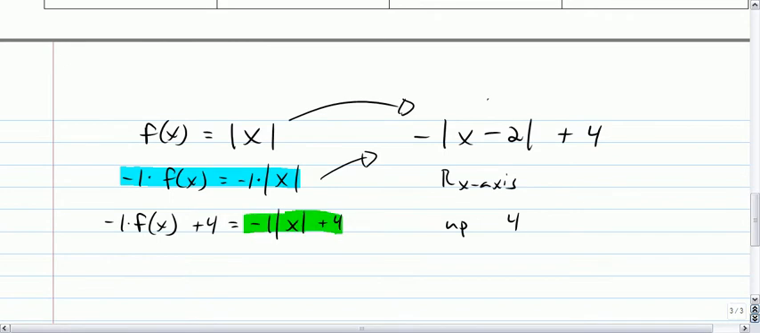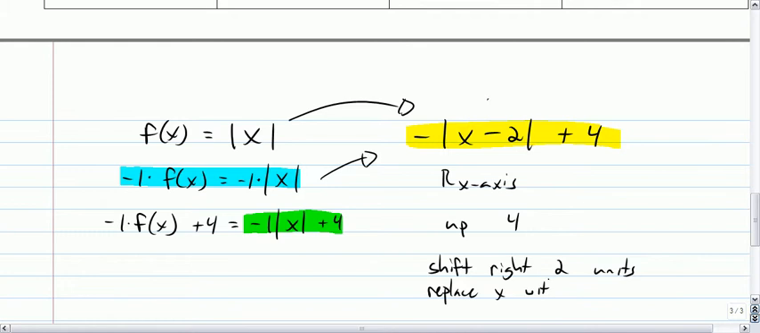So I'm sitting here with green. Compare green to yellow. I'm still not there. Just notice I'm 1 step away. x needs to become x minus 2. So that would be a shift right. Shift right 2 units, which is replace x with x minus 2.